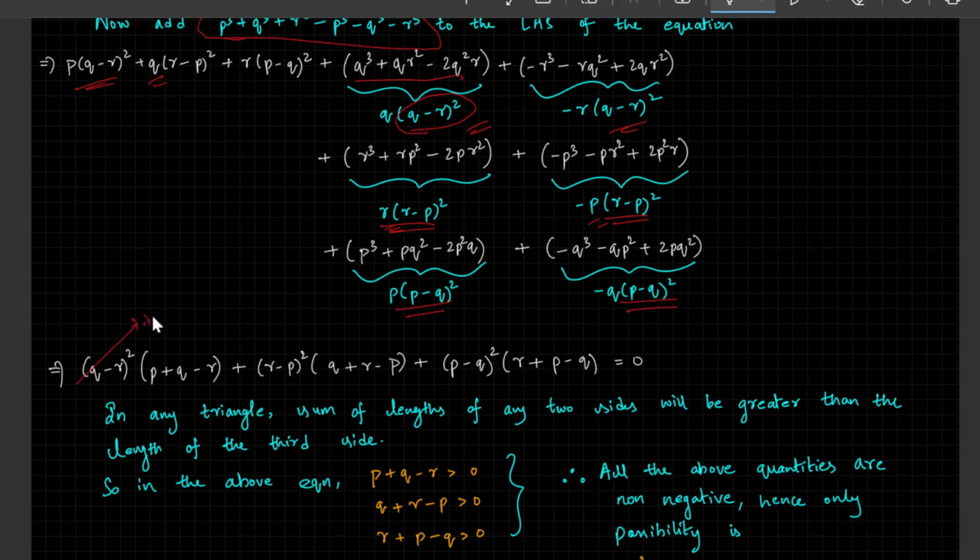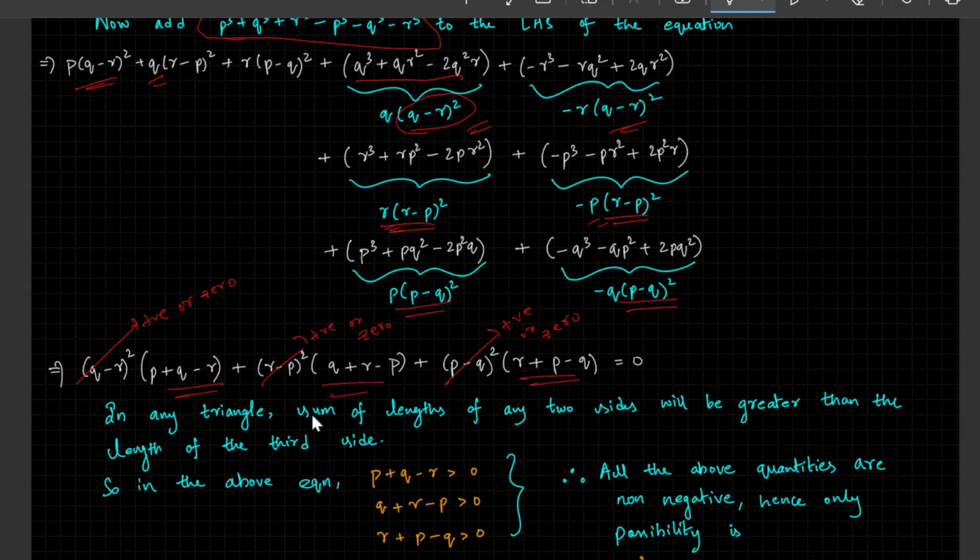This is positive or 0 if q is equal to r. This is also positive or 0 if r is equal to p. This is also positive or 0 if p is equal to q. I'm just telling the conditions for 0. Fine. And what about the other terms? p plus q minus r, q plus r minus p, r plus p minus q.